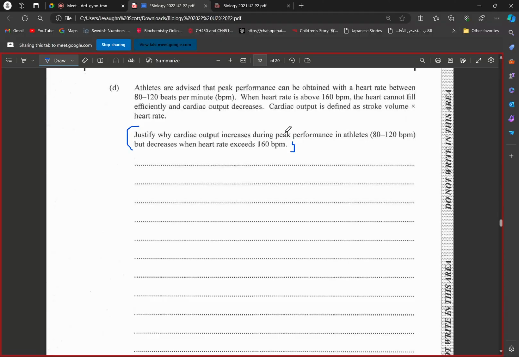So understanding why, because everybody explained in specifically different ways how cardiac output increases, but looking at the why it increases and justifying why it increases. Lovely. Okay, ready to move on to why it decreases now?